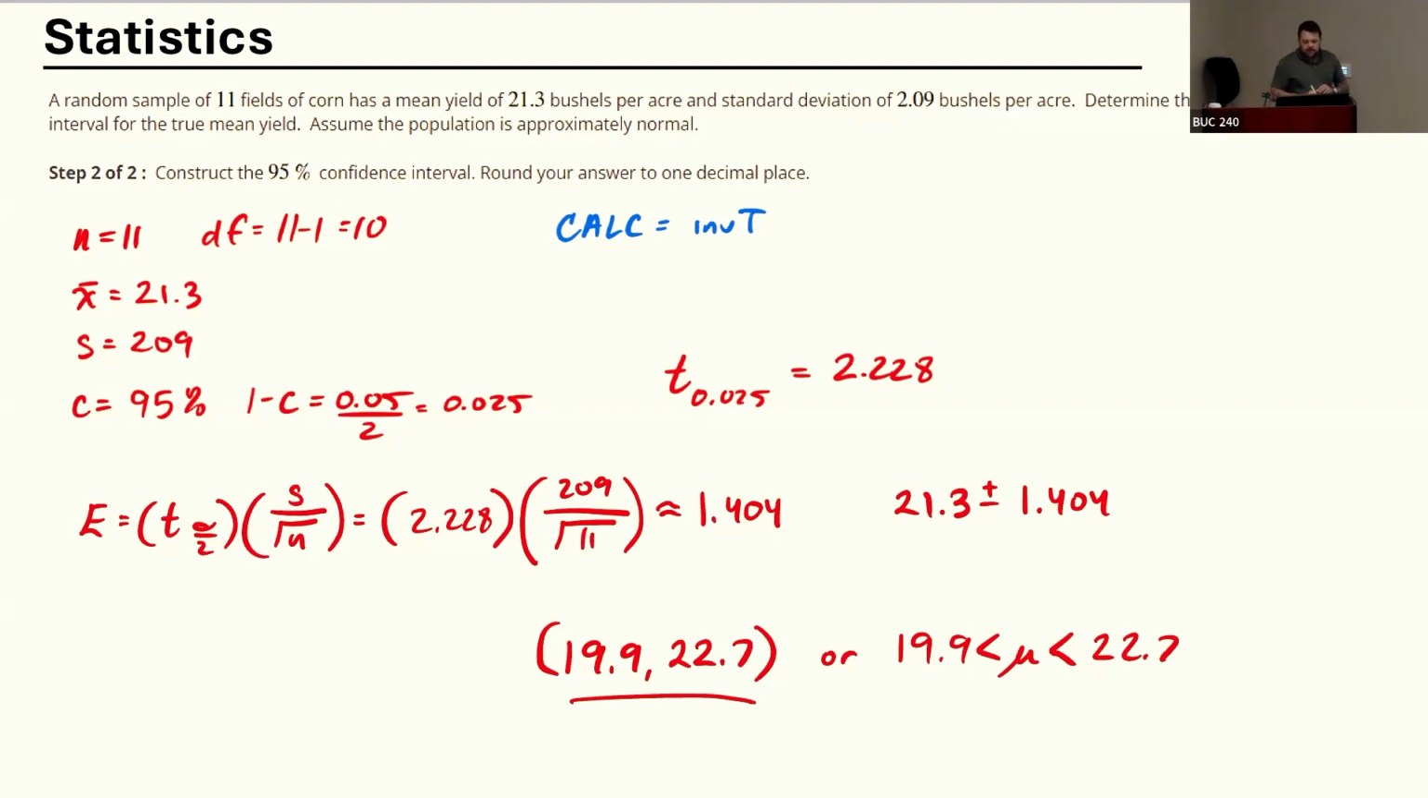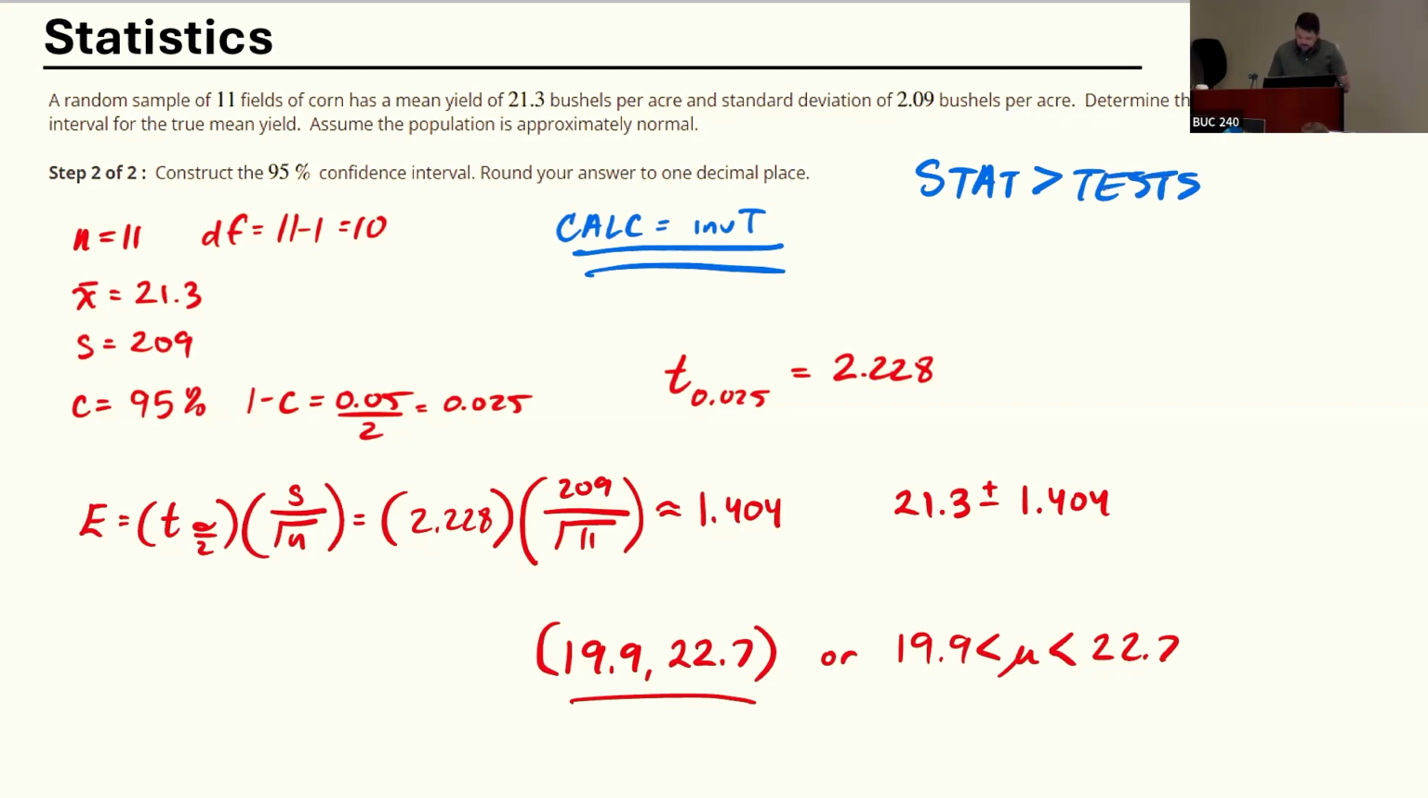If you don't want to use that, but you still kind of want to have the advantage of having a calculator, you can still use this calc inverse T. That will find you your T-score. Okay. Except for the 83s, you don't have to use your chart, or you can go straight to your T interval. Okay. So let me write this down for you. Remember, you're going to go to stat, test, and then T interval.